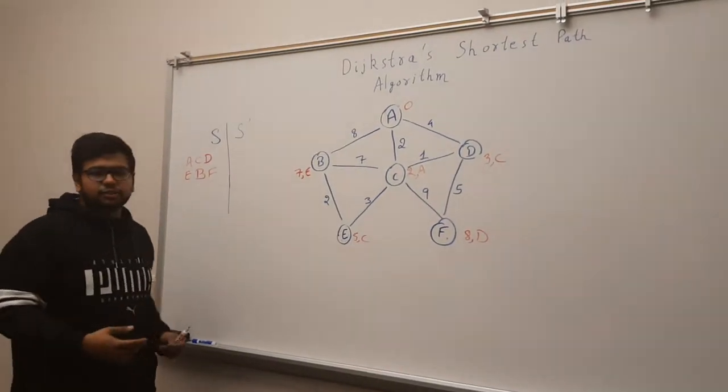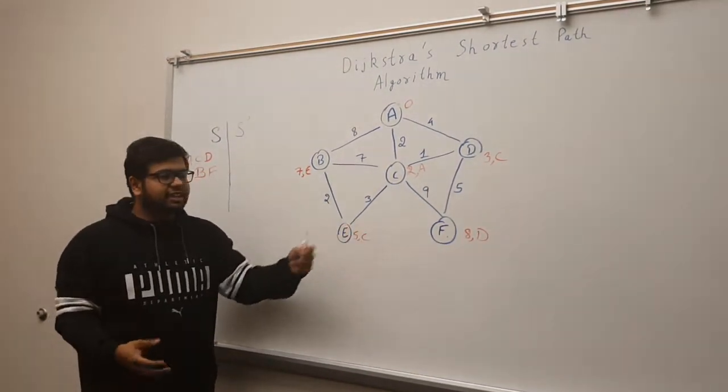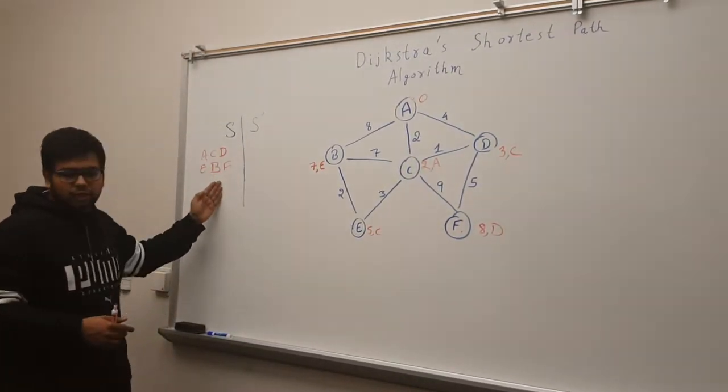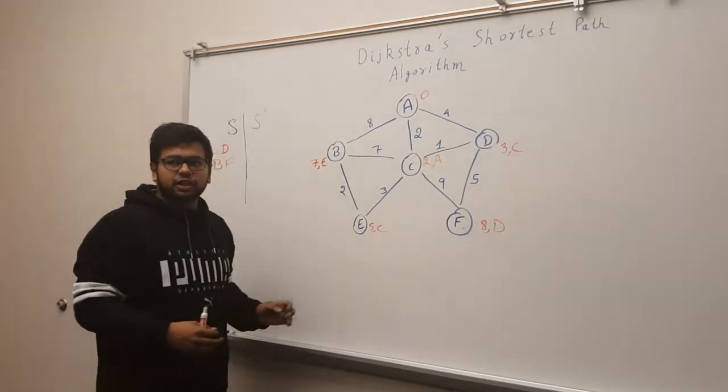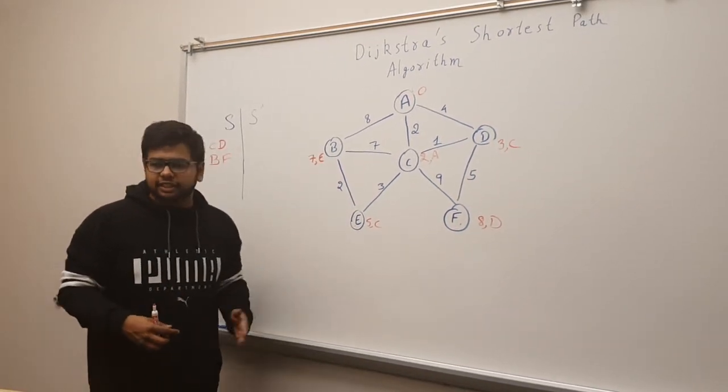So basically, as you see, Dijkstra's algorithm is a greedy algorithm. It extracted the minimum cost node at each step, moved it from S prime to S, and updated the distance of the remaining nodes only if the distance was lower than the already existing distance.